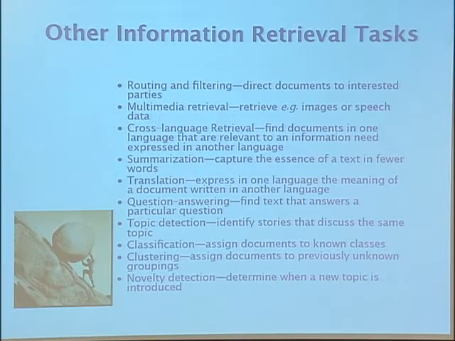They include routing and filtering. So in ad hoc retrieval, the documents are fixed and the queries are changing over time, like in Google queries. In routing and filtering, the queries are fixed and the documents are flowing along. You're either trying to say, as a document comes in, oh, that's a good one, or that's a good one, and here's who should see it.